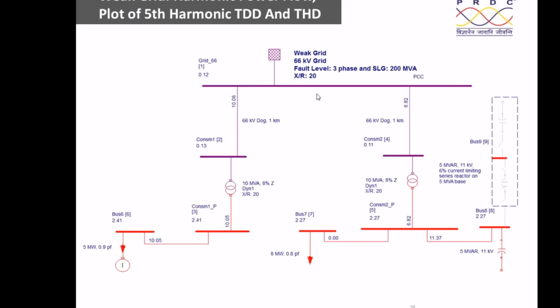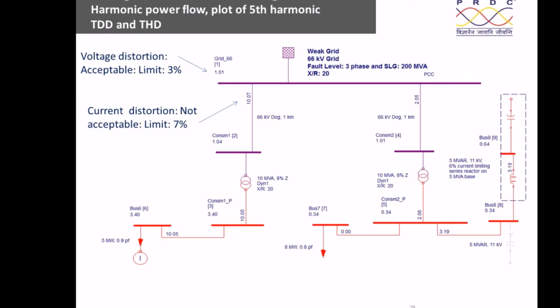Now, if it is a weak grid, what will happen? The current remains the same, but let us see what will happen to the distortion now. Voltage distortion is acceptable, still within the limit. Current distortion is not acceptable because it is 7% now. The acceptable limit is 7%, but the current that you are injecting is 10%. Therefore, it is not acceptable.